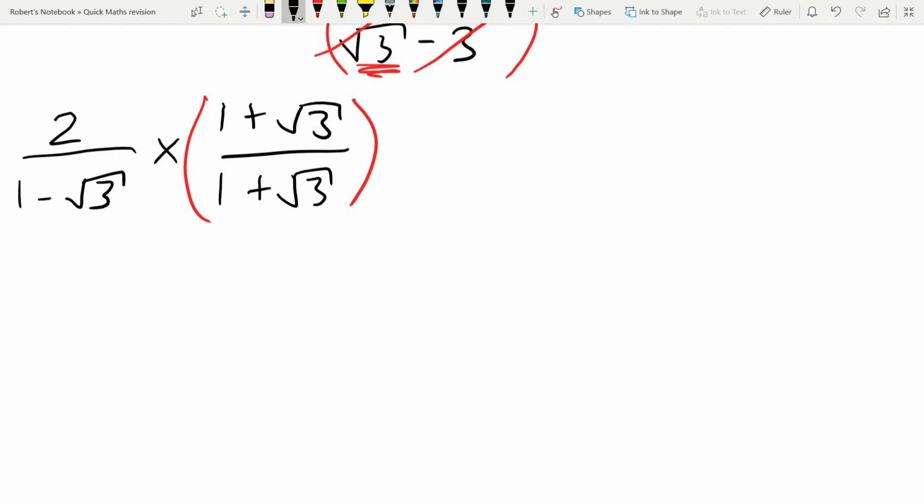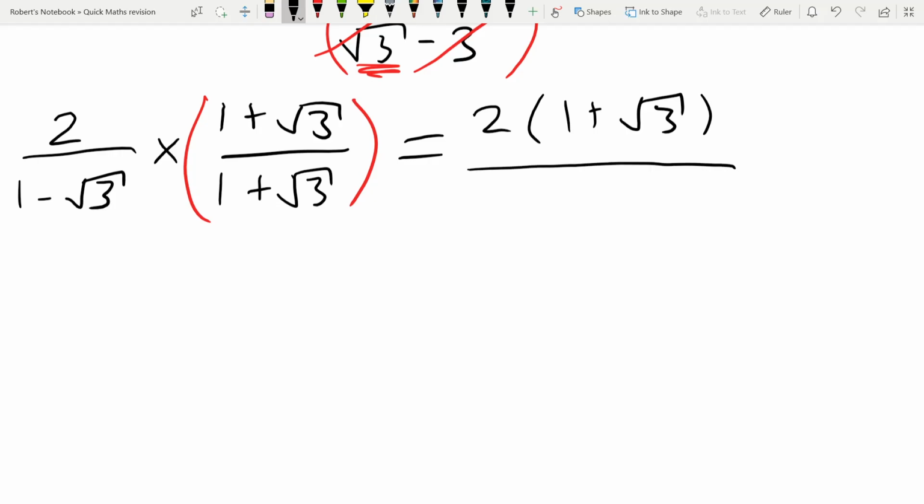So what we'll do is just follow this through like you would normally. 2 times 1 plus root 3. Then on the bottom, if you do 1 times 1, you're going to get 1. If you have 1 times plus root 3, you get plus root 3. If you have minus root 3 times 1, you have minus root 3. And if you have minus root 3 times root 3, you get minus 3. And then what you can see is that this and this cancel. And that's what this step of flipping this sign has done. It's helped us to cancel out all of the root 3's on our denominator.